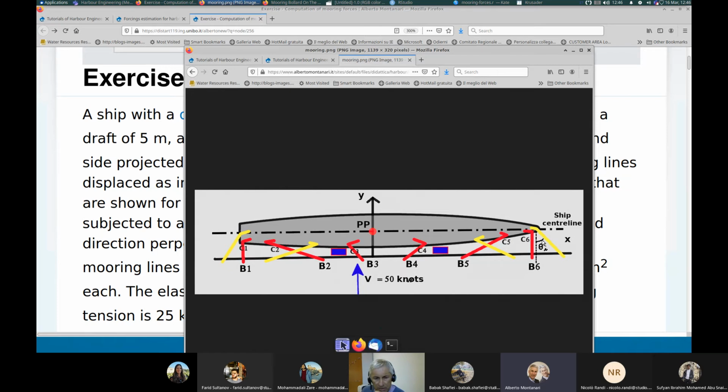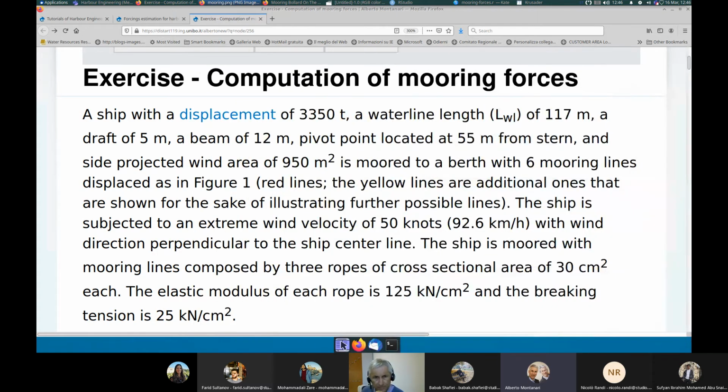So look at the angle theta, it is the angle between each mooring line and the y direction. And it's positive, as shown here. A negative theta means that the mooring line is on the left side of the vertical direction. A positive theta is like you see here, where the mooring line is on the right side of the vertical direction. So we now have to compute these angles.